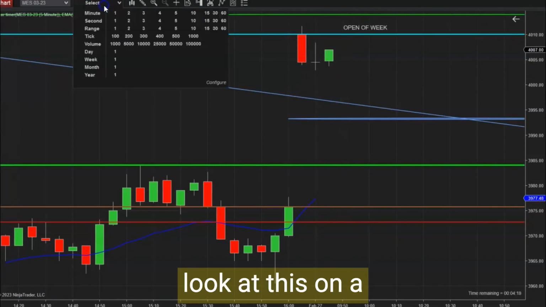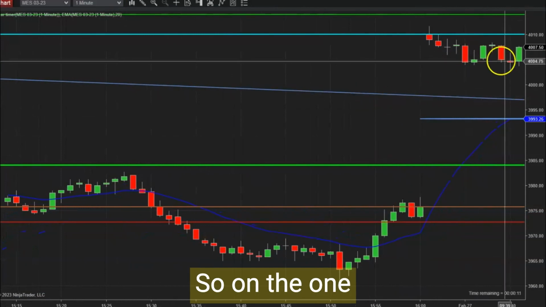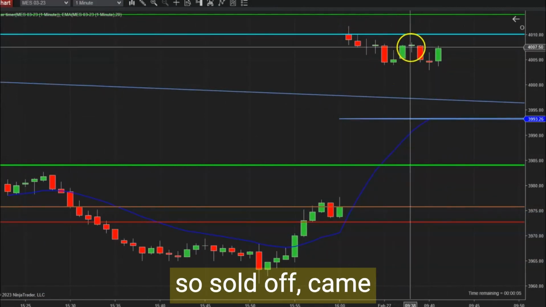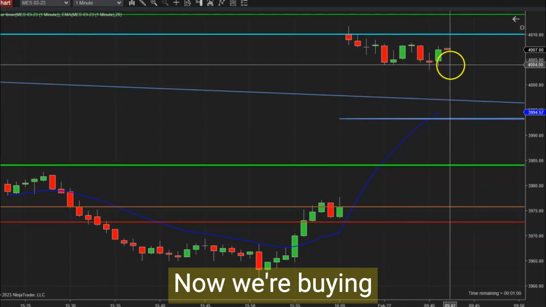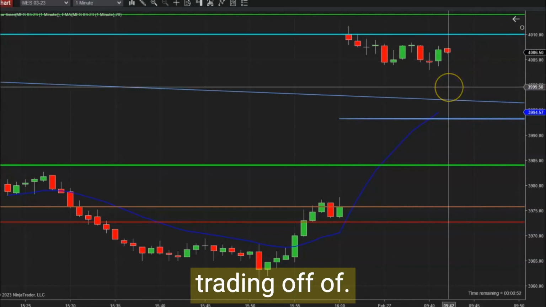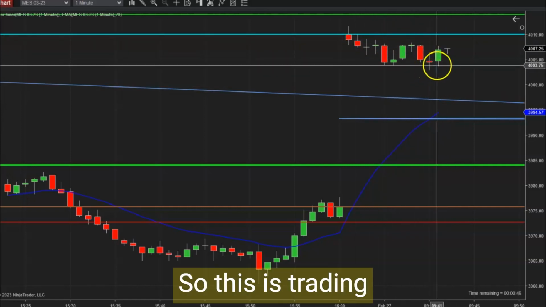And we could also look at this on a 1-minute chart just to get a better idea of what's happening. So on the 1-minute bar, this is what happened. The 1-minute bar, so sold off, came back up here. So right now we're in a trading range. Now we're buying at support. I don't trade off a 1-minute. Again, it doesn't matter what chart you're trading off of. I trade off of a 5-minute, but this just gives us some more detail on what's happening. So this is a trading range.